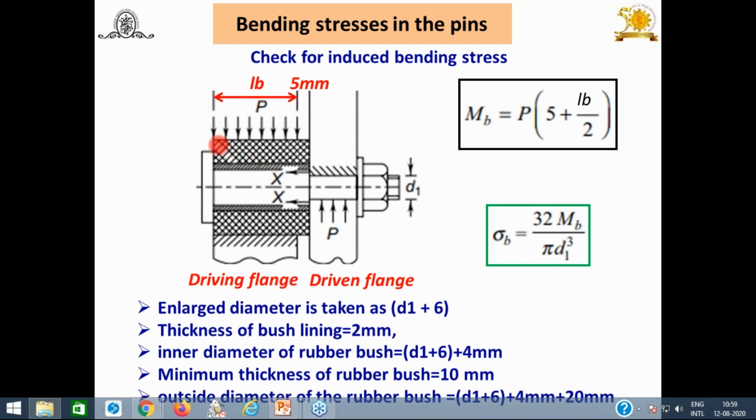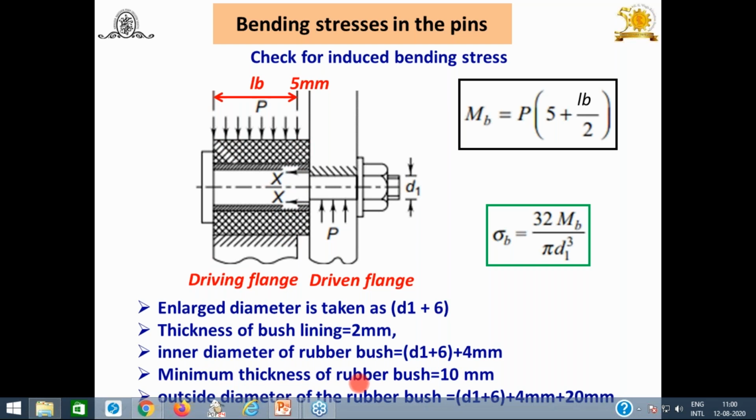The inner diameter, this is the rubber bush. So how much is the inner diameter of the rubber bush? The enlarged diameter plus 2 mm from this side, 2 mm from this side. So I have written here, the inner diameter of the rubber bush is equal to D1 plus 6, that means the enlarged diameter, plus 2 mm of this side, 2 mm of this side means 4 mm. The inner diameter of the rubber bush here is D1 plus 6 plus 4 mm. And what is the outer diameter of the rubber bush?